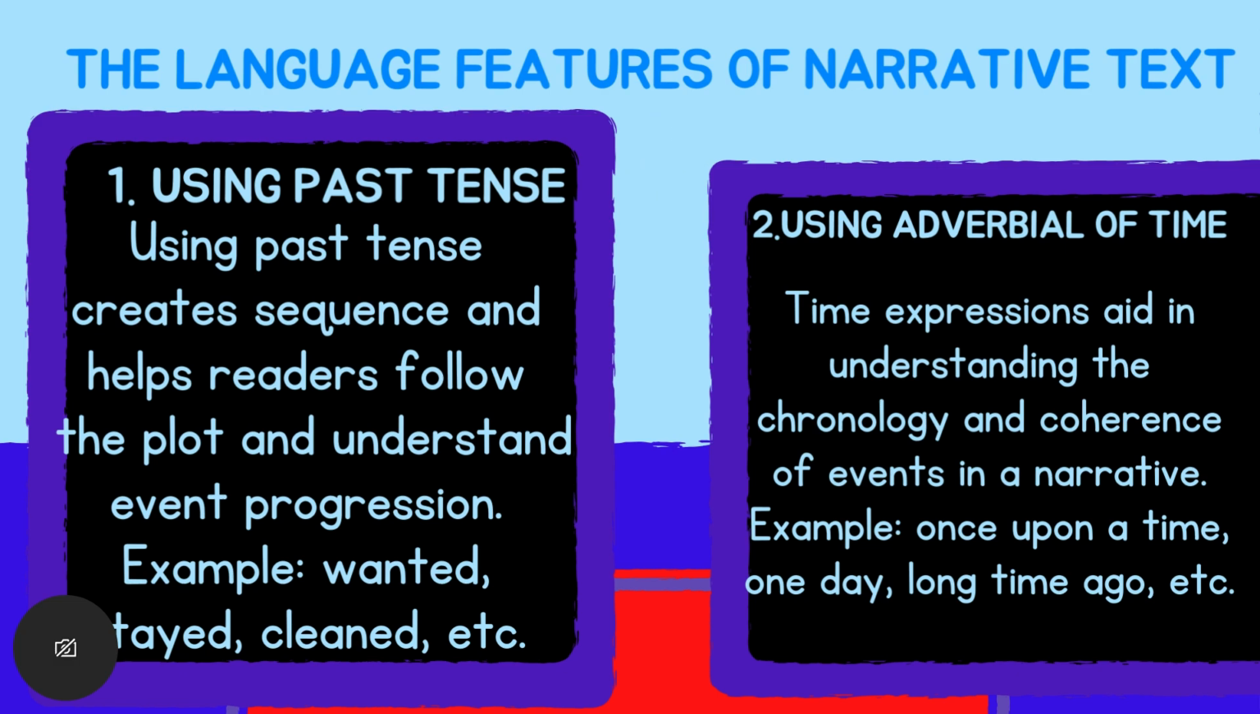Number 1. Using past tense. Using past tense creates sequence and helps readers follow the plot and understand event progression. For example, wanted, stay, clean, etc.